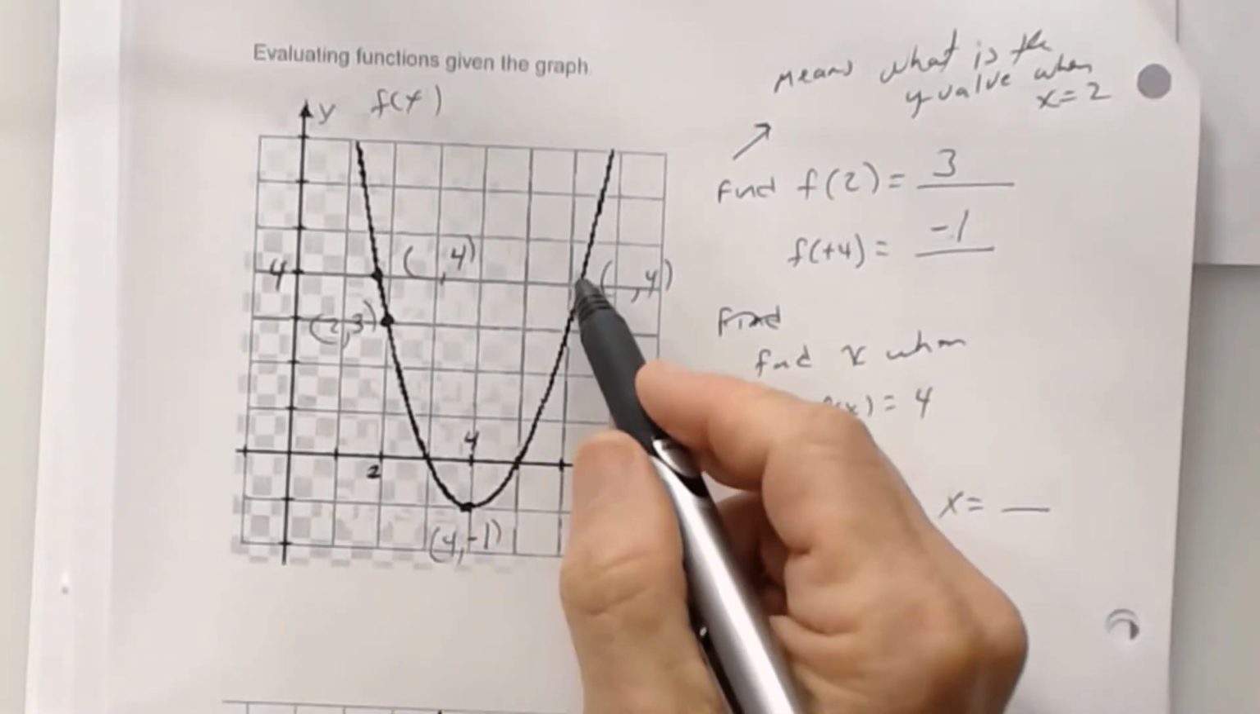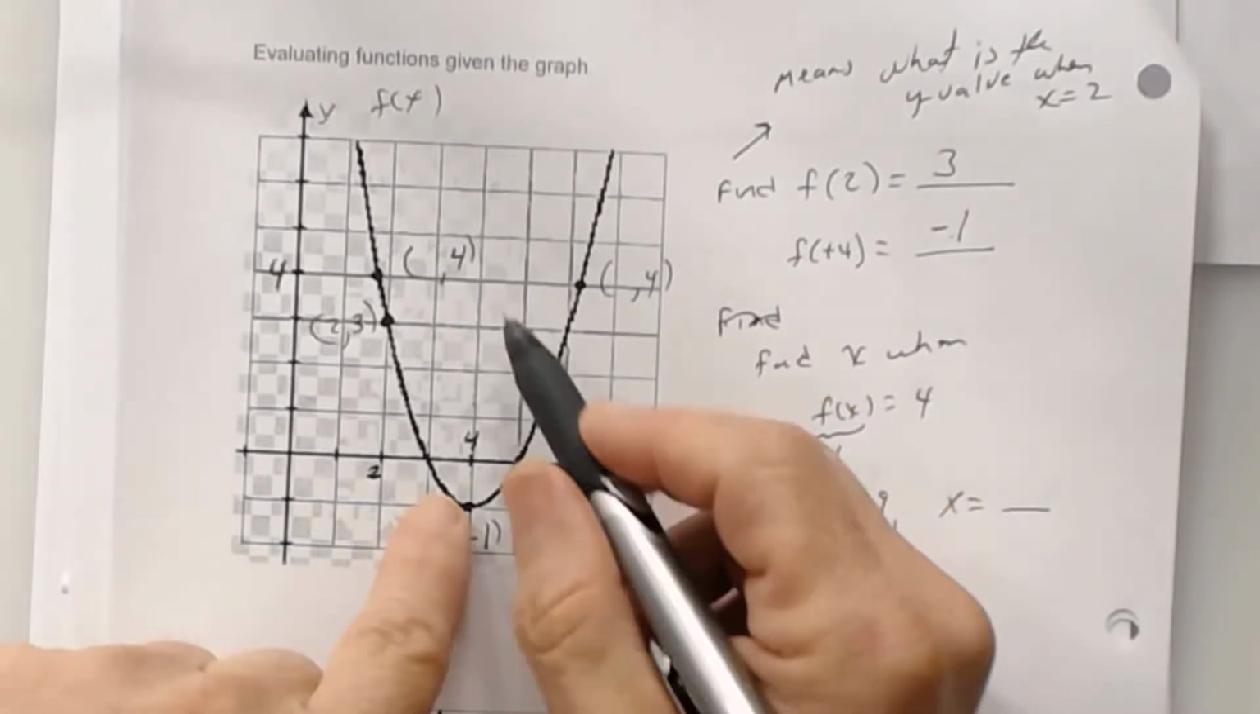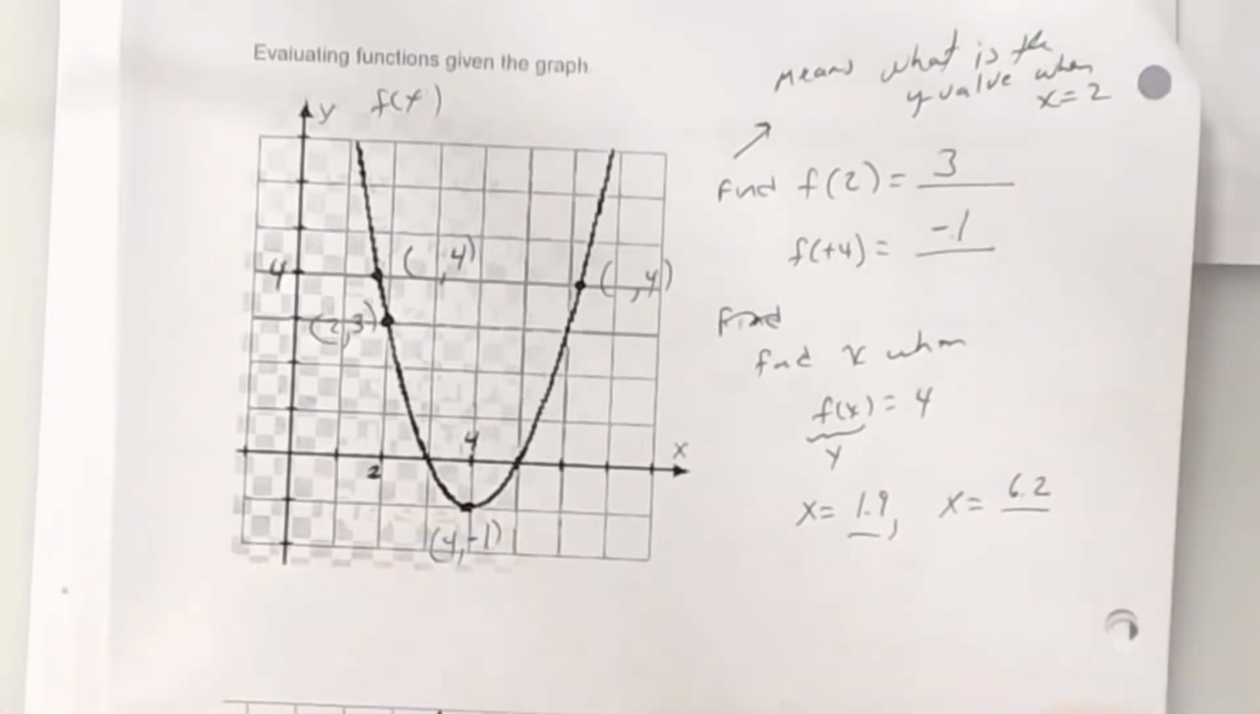So let's see. This is going to be what? 6.2. So let's see. That's 4, 5, 6. 6.2, 6.1 does not matter. You want to say 6.2? That's fine. Okay? Let's do another one with this idea.